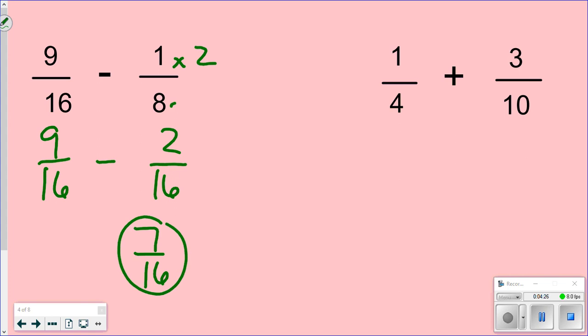Same thing over here. If I look at 4 and 10, there's a lot of things I could use for a denominator. Some people would say 40. 20 is also one you could use. Honestly, it does not matter what you use as long as you reduce. If you reduce, you'll get the same thing in the end. So for example, let's just say I use 40.